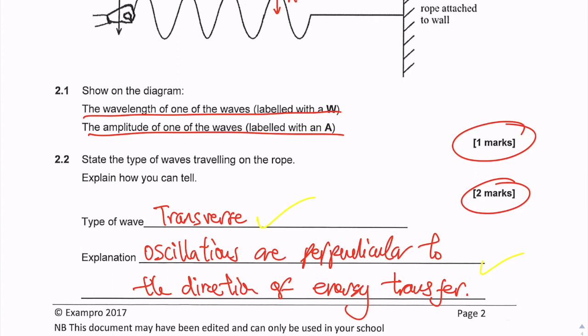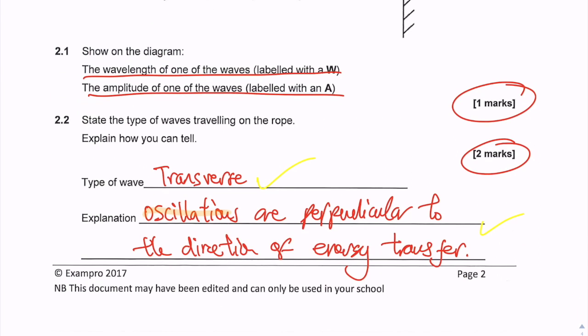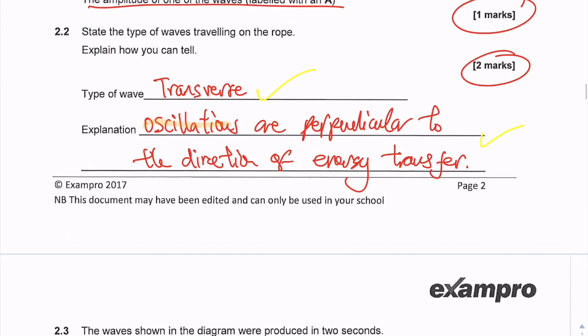Some people have confused the word oscillations and used the word waves. The waves are perpendicular to, no, it's not the waves that are perpendicular, it's the oscillations or the vibrations. But really, this is the gold standard I'm showing you. You should be using this in the real thing.